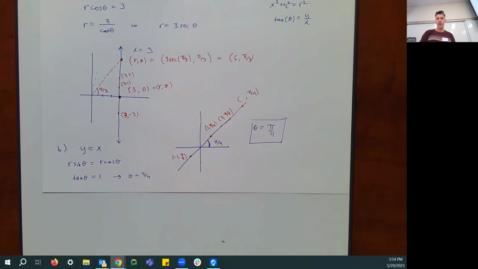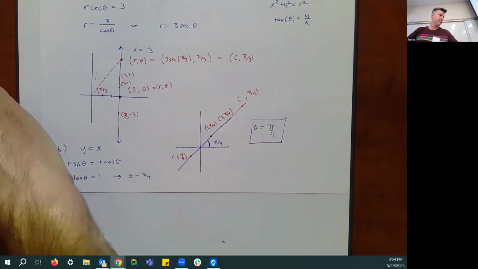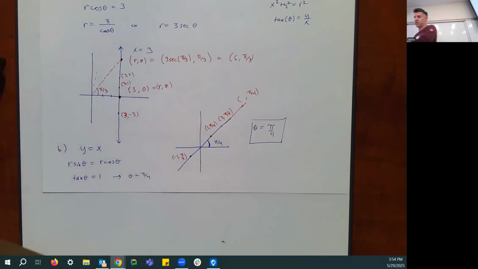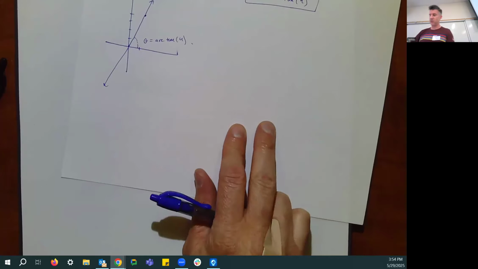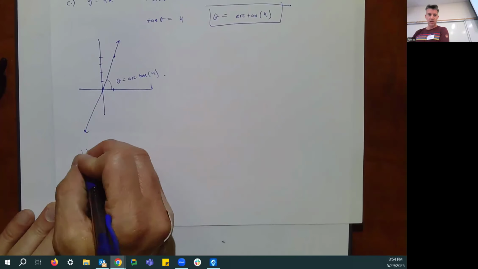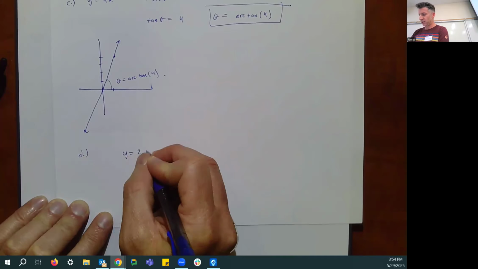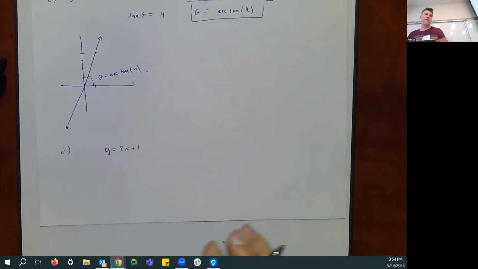Now, things are weirder when your line doesn't go through the origin. In fact, I feel like it's almost not worth discussing, but let's look at one example. Let's say we have the line y equals 2x plus 1. Fortunately, the process is always the same. You take your Cartesian equation and you replace every y with r sine theta, and every x with r cosine theta, and then you try to isolate r, like we try to isolate y when you're writing y as a function of x.